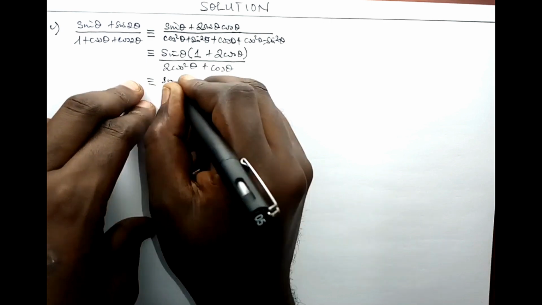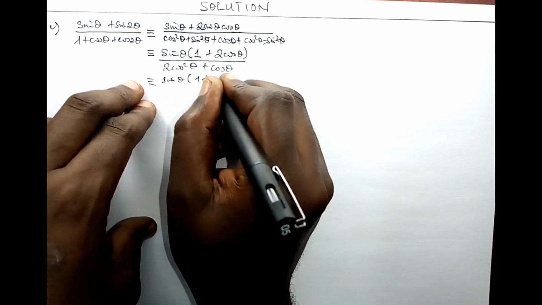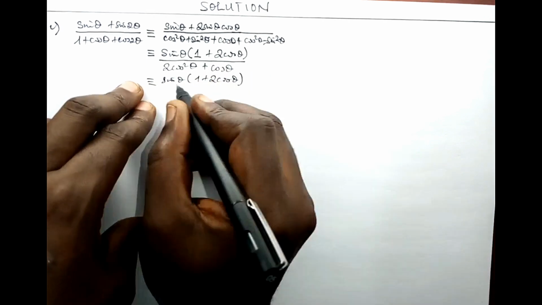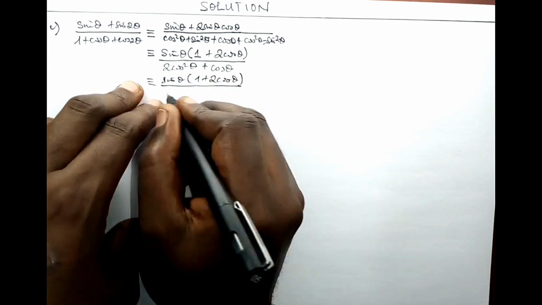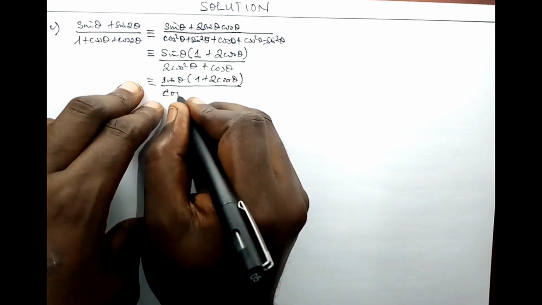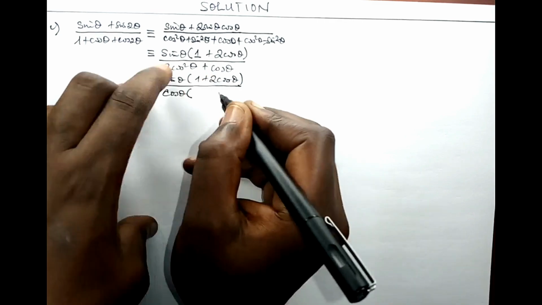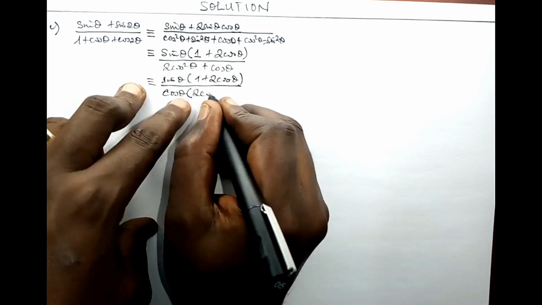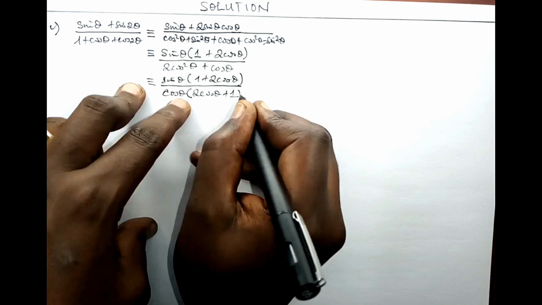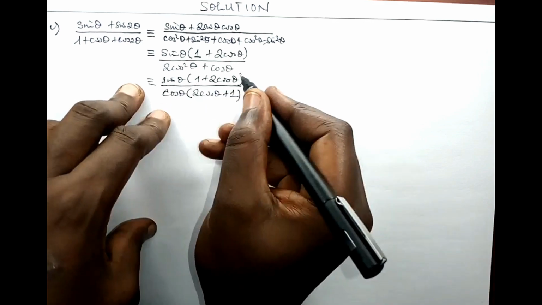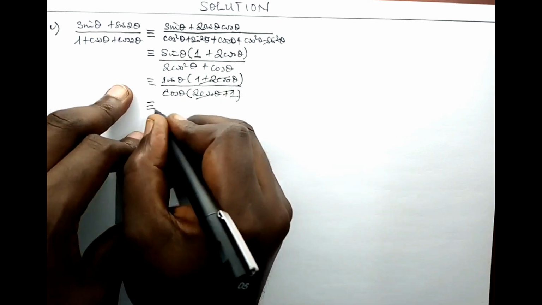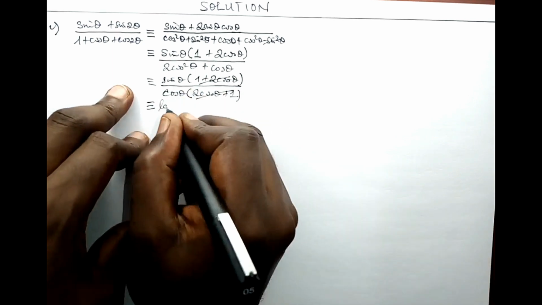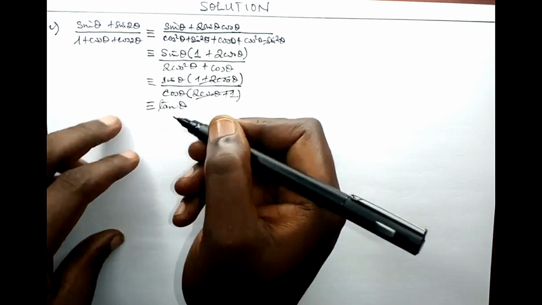That gives you sine theta into 1 plus 2 cos theta, all over, down again, cos theta is common, so I put cos theta out, and divide every term again by cos theta, I get 2 cos theta plus 1. The brackets up and down are the same, so they cancel, and then sine theta over cos theta is tan theta, as required.